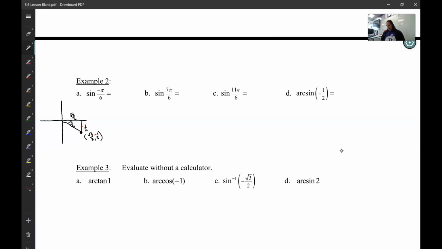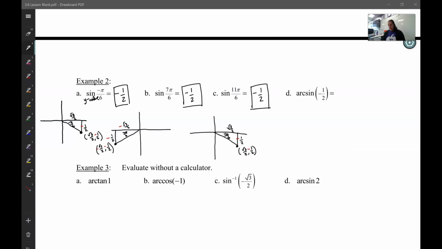Now, I want to find sine of negative pi 6. Sine is my y value. So I find my y value here, negative 1/2. So what I want you to do is try B and C, sketch out your unit circle, and then find the y value at those places. Ready, set, go.